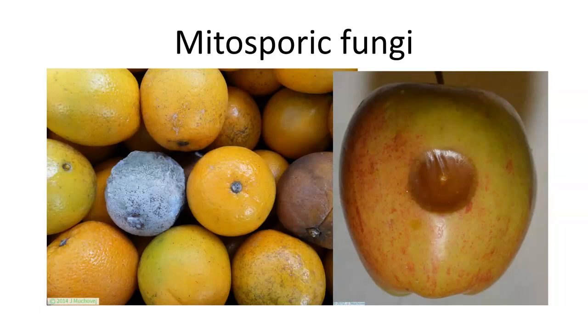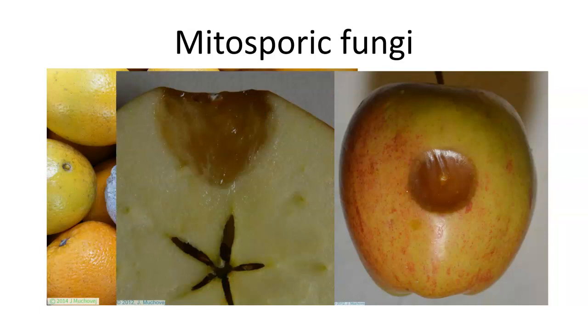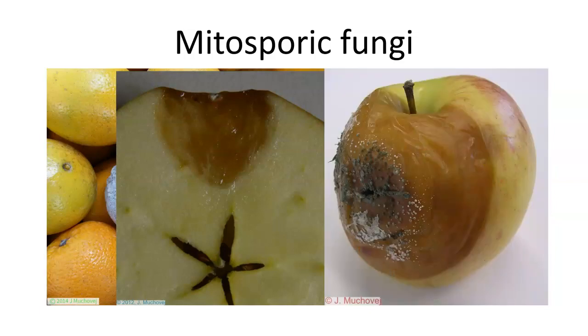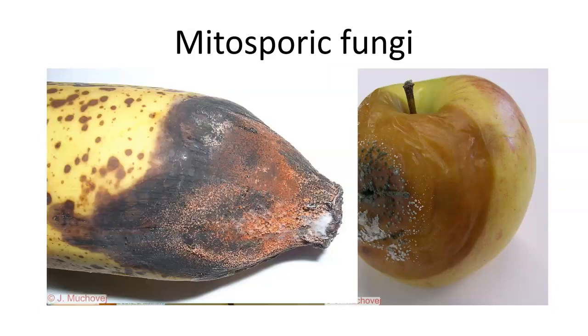It creates this sunken depression on the inside of it, this wet rot, and that's caused by a mitosporic fungus. You cut it open, you can see the wet rot moving down in, and up in the center of it, you can see where it's starting to produce spores. And if you let it evolve over time, it will produce something that looks kind of like this, which is really nasty. This is banana, and the peach-colored material on it is fungal spores.